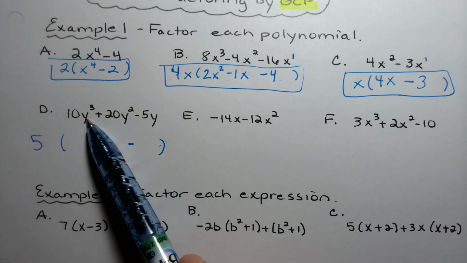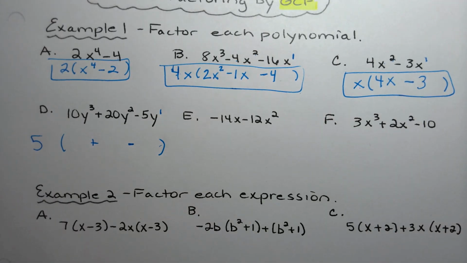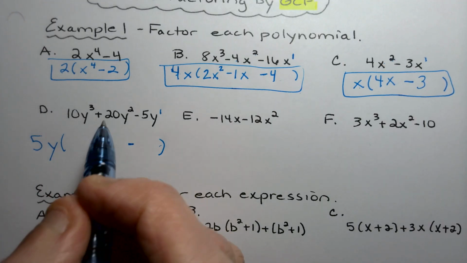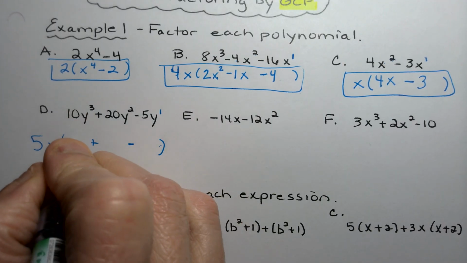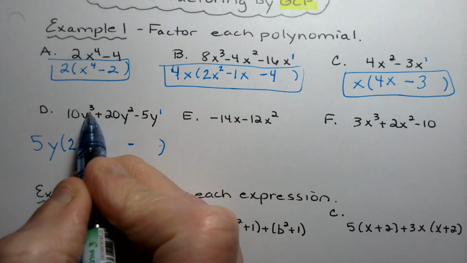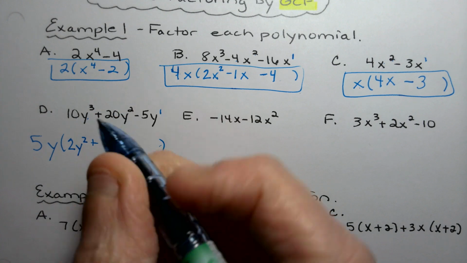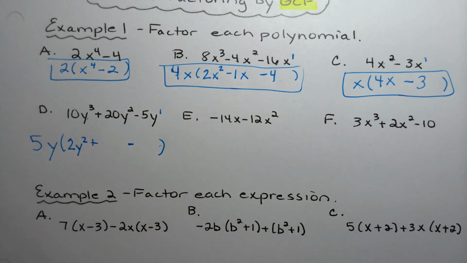Let's look at the y. We got a y to the third, y to the second, and a y to the first. What can you take out of all 3 of them? How many y's? Right, just 1. So now let's see what we have left. If I take 10 divided by 5, 2. Y to the third, if I take one of those y's out and put it out front, how many are left? 2. Yep, you're just taking away from the power on those.